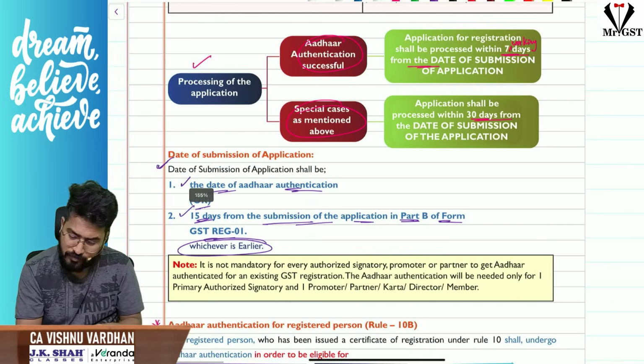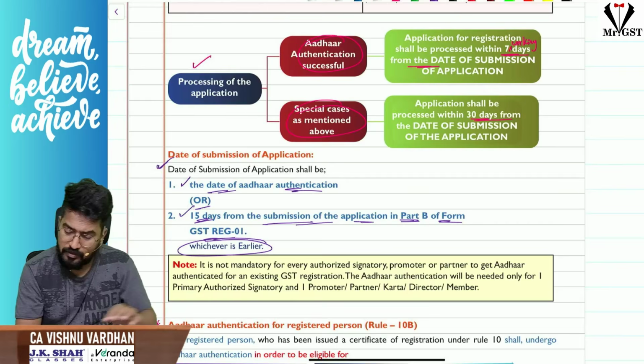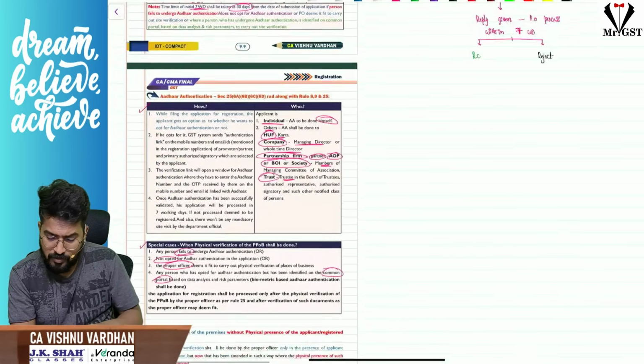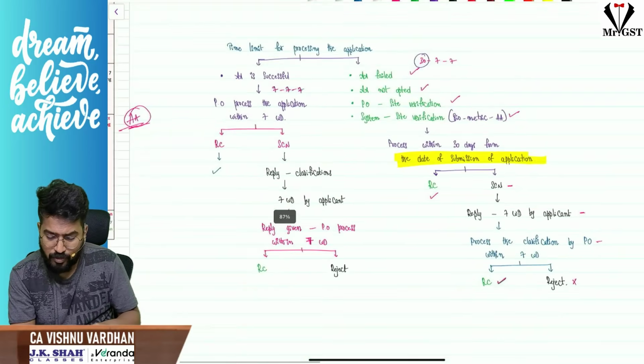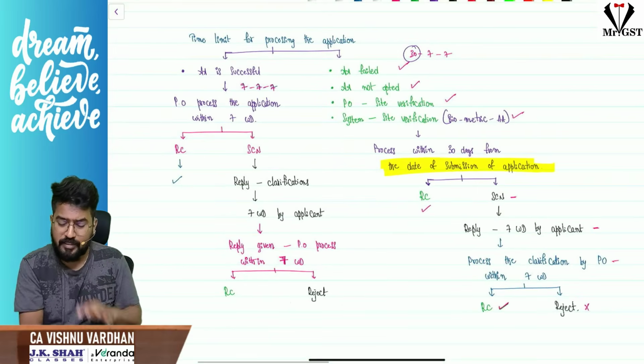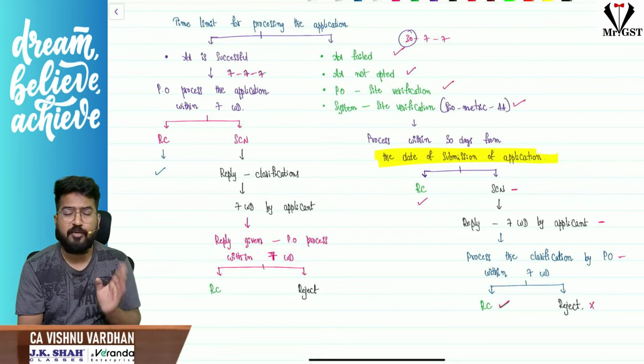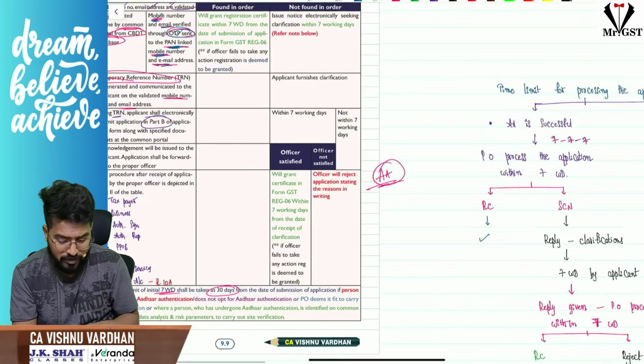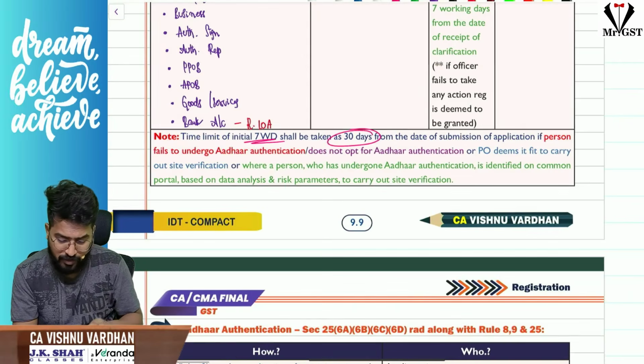Okay, that is the concept. Next, we are done with this. What if Aadhaar authentication happens and what if Aadhaar authentication is not happening? That the time limit of processing all these things will differ, that we have understood. Now coming to the point. Next.